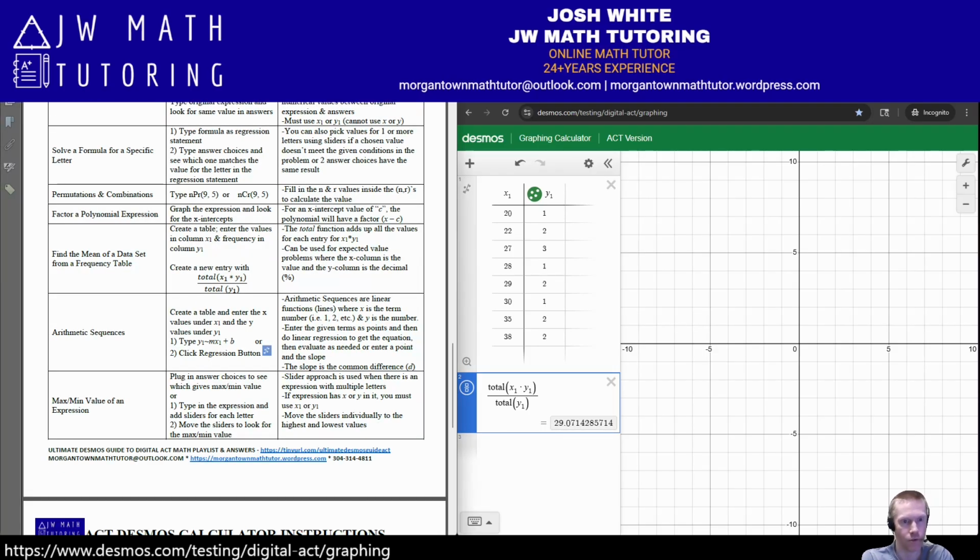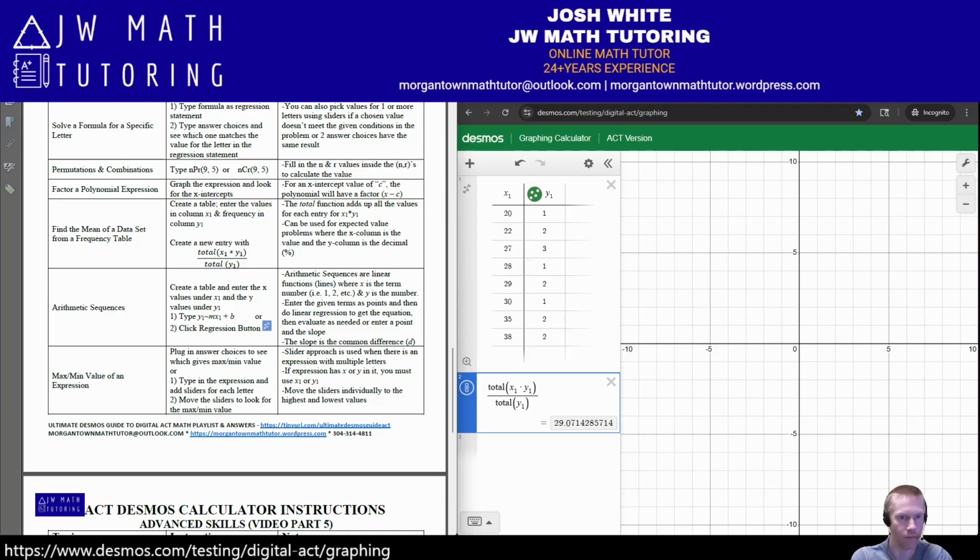All right, so now let's go back to the guide and talk about arithmetic sequences. This is actually a common topic that still appears quite frequently. Basically, an arithmetic sequence is really just a linear function. It's like a line where the term number is your x value or your input, and the number in your sequence is your y value or your output.